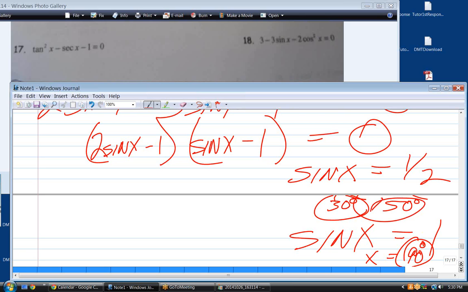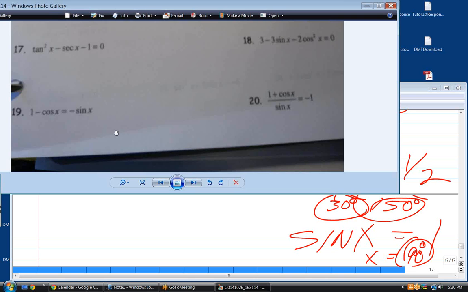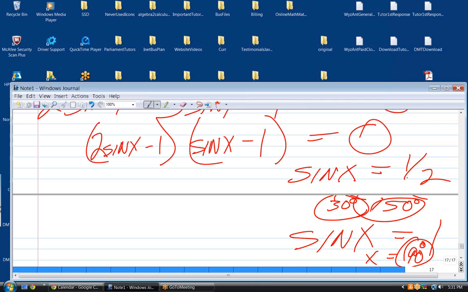All right. Perfect timing, huh? If you didn't have to do 19 or 20. I wonder why she doesn't want you to do these. Square both sides, probably. Multiply by the conjugate, probably. But we won't worry about them, especially since we're out of time.